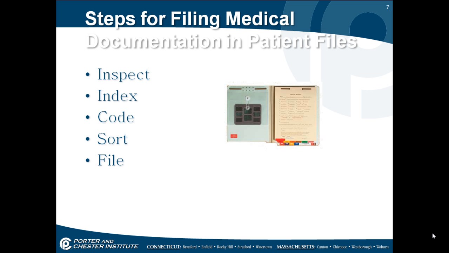Code. Coding in the medical record is the process of marking the data to indicate how information is to be filed. Sort. If there are any number of reports or documents to be filed, sort them into units according to the caption on the chart. And file. The papers are placed into the proper chart and the chart is returned to its proper place in storage.